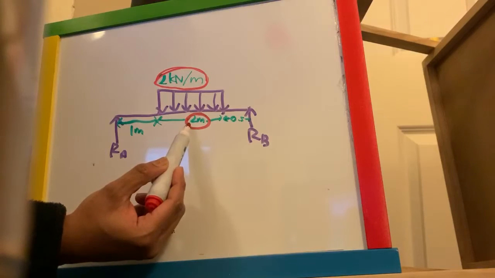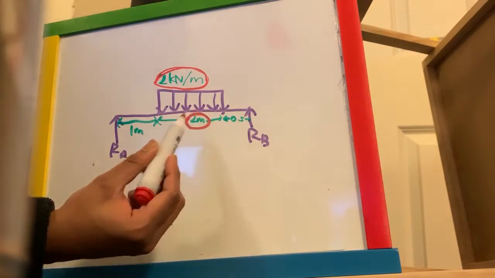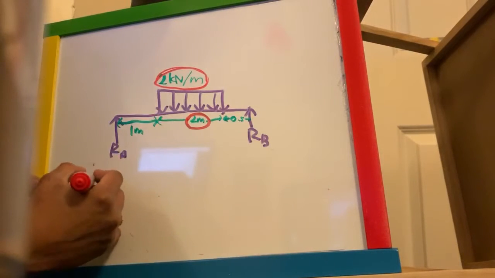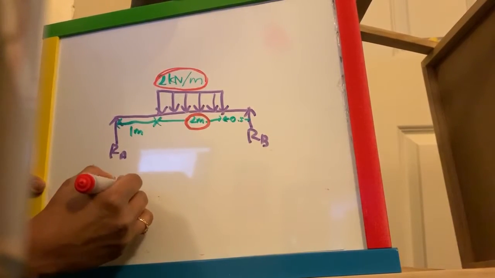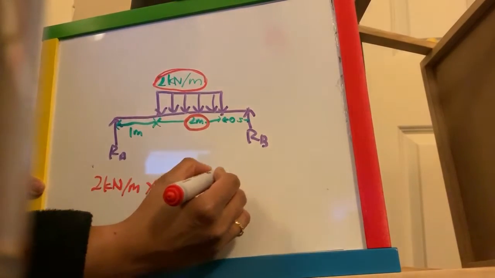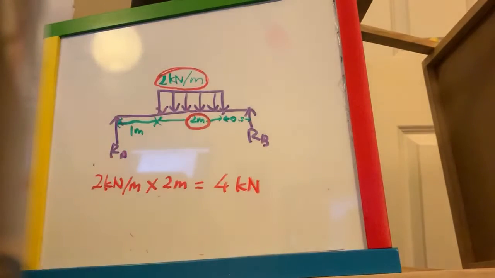Multiplied by the distance which it covers will give you the value for a point load. Okay, that's how you simplify it. So that 2 kilonewton per meter multiplied by 2 meters will give you 4 kilonewtons of force. Okay, now this has to be represented correctly in the diagram.